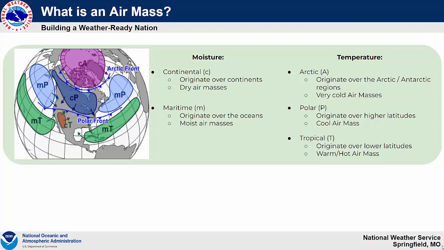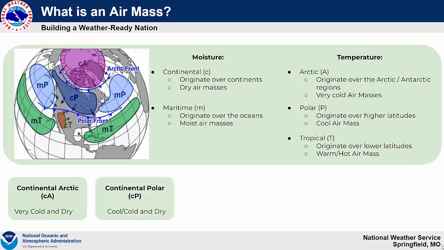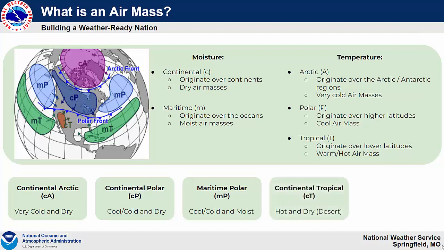So now let's combine both the moisture and temperature contents. For example, we have the continental Arctic air mass, which is very cold and dry due to it originating over the poles. Next, we have the continental polar air mass, which is not as cold as the Arctic air mass, and it's very dry. We also have the maritime polar air mass, which is also cold, but it's moist due to originating over the ocean. Typically, the desert air masses are the continental tropical air masses due to them being hot and dry. And lastly, we have the maritime tropical air mass, which is hot and moist.